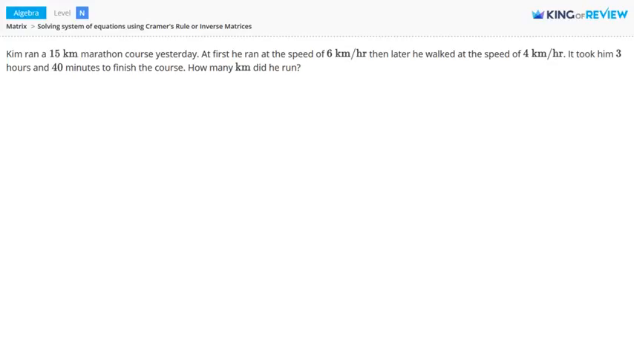So what we want to do is set up two equations that represent this situation. And before we do that, we need to say what our variables are going to stand for. So we're going to let x equal the kilometers that Kim ran, so this is the distance that he ran. And let's let y equal the kilometers that Kim walked, so the distance that he walked. So now we've set up our variables. Now we can make a couple of equations.